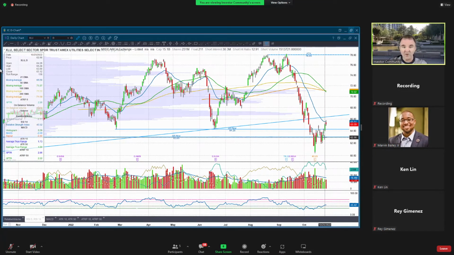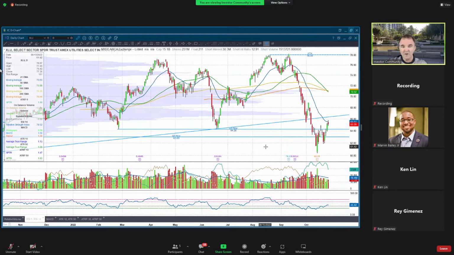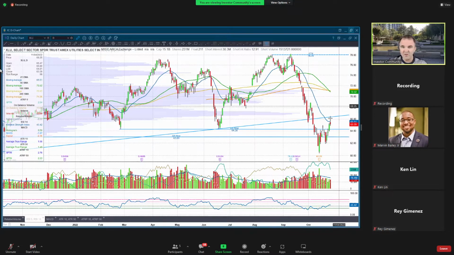Wouldn't hurt for this to just kind of hang out and go sideways for a little while. It is a defensive stock. We don't need to see this moving up a lot. All right.